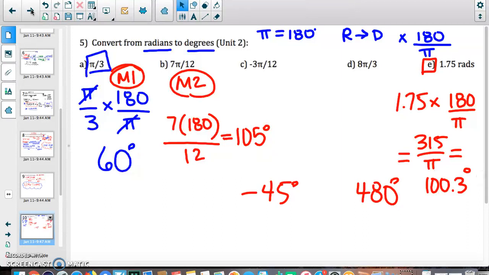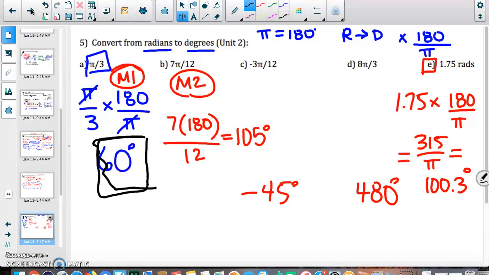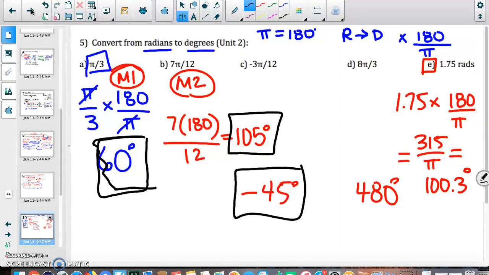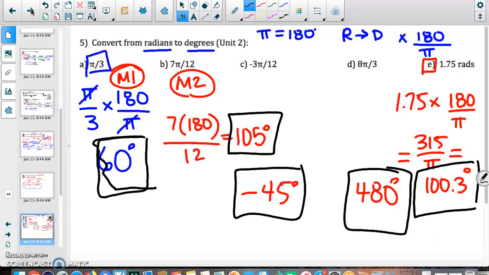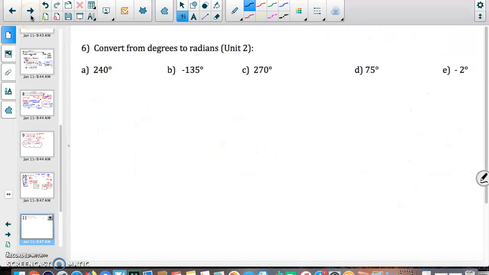So in part A, you should get 60 degrees. In part B, you should get 105. In part C, negative 45 degrees. Part D is 480. And then last but not least, 100.3 degrees. Awesome.